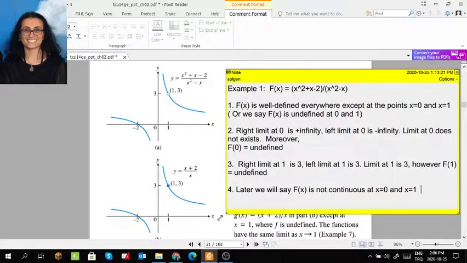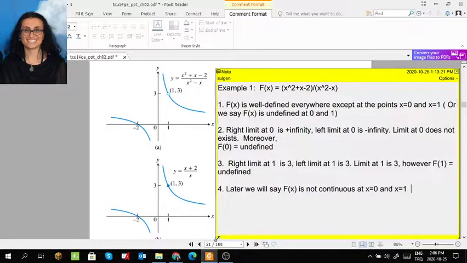Okay, let's look at this explanation. I gave the name capital F for this one. F of x is equal to x squared plus x minus 2 over x squared minus x. This capital F of x is well defined everywhere except at the points 0 and 1. At 0, no value for it, and at 1, it's empty. And we can say that F of x is undefined at x equal to 0 and 1.